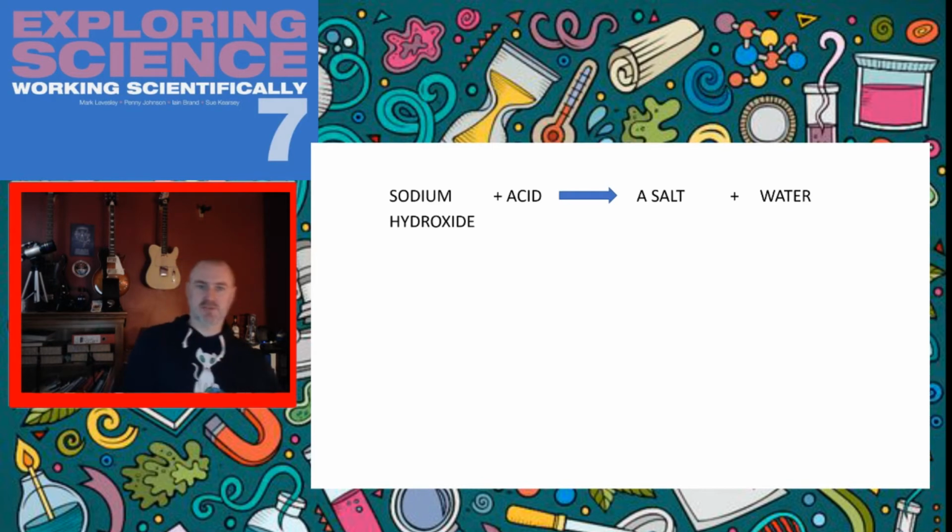But what about the rest of the stuff from the sodium hydroxide? What about the sodium? And what about the rest of the stuff from the acid? They are going to come together also and produce something. And the thing that they produce we call a salt. Now, you've got to be able to name what that salt is. Remember, we're talking about alkalis here, not bases, but we'll come to bases in a second. You're going to have to predict the name of that salt.